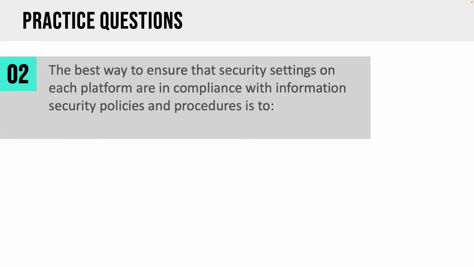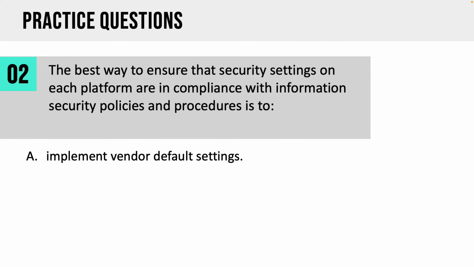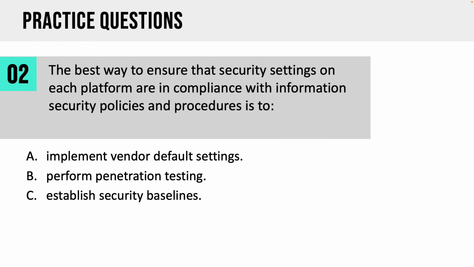Let's test our knowledge with a practice question. So, the best way to ensure that security settings on each platform are in compliance with information security policies and procedures is to implement vendor default settings, perform penetration testing, establish security baselines, or link policies to an independent standard.